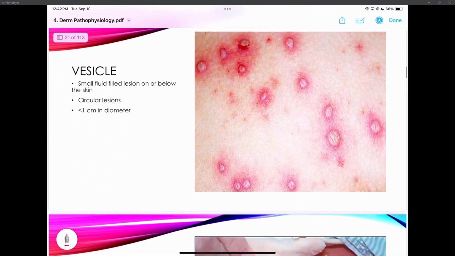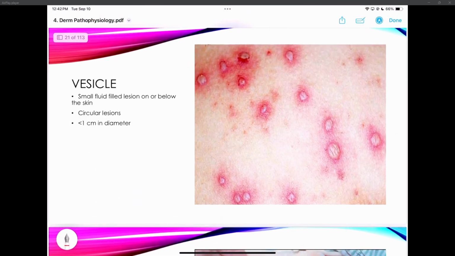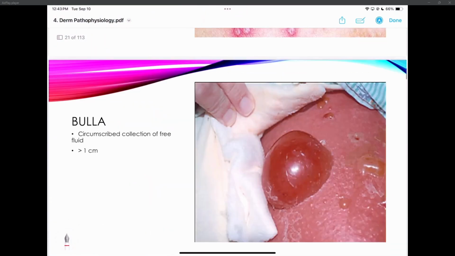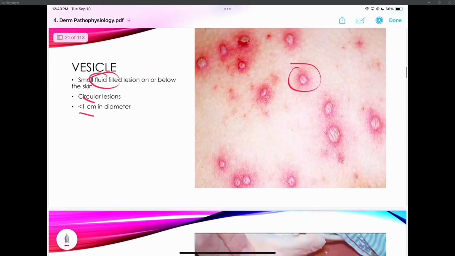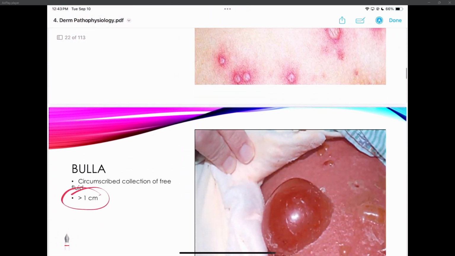This is a vesicle. These are small, fluid-filled lesions. So before we learned about nodules, nodules are solid lesions. Vesicles are fluid-filled. And vesicles are less than 1 centimeter, circular usually, and they're usually filled with something. A bulla, greater than 1 centimeter, but it's the same thing. It's a collection of fluid. It's just a really big size. So bulla is greater than 1 centimeter, and your vesicle is less than 1 centimeter in size.